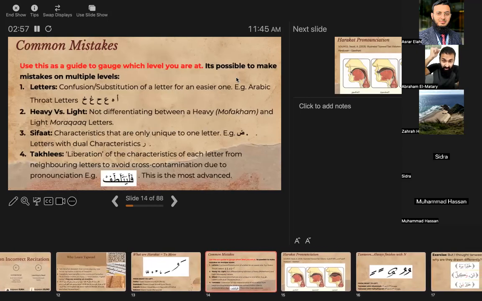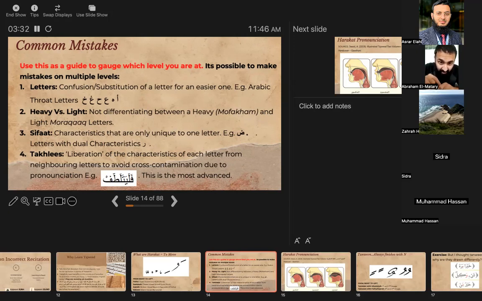So common mistakes. I wrote this up as a brief guide. This is based on my limited experience of teaching Ahkam of Quran and Tajweed. Use this as your own personal guide to see what level you are in terms of your pronunciation. Quite often people ask me what level I'm at. I can give them maybe a straightforward answer, but it's easier if you can gauge your own pronunciation. But this is what I look for just in terms of Makharij, because people probably think of it as an easy subject, but it's probably the most complex as well.